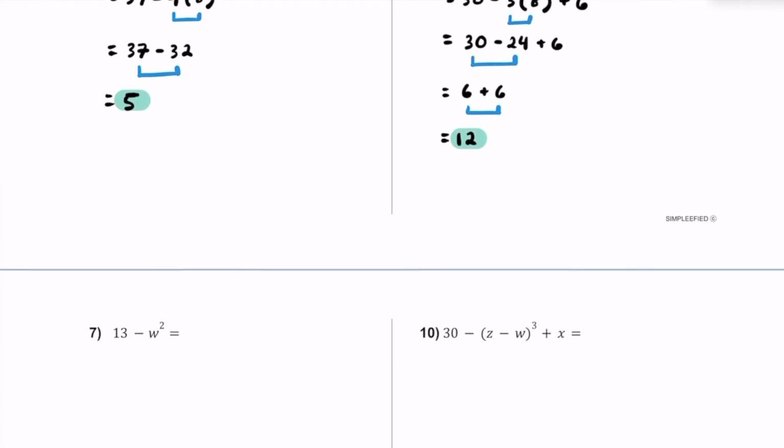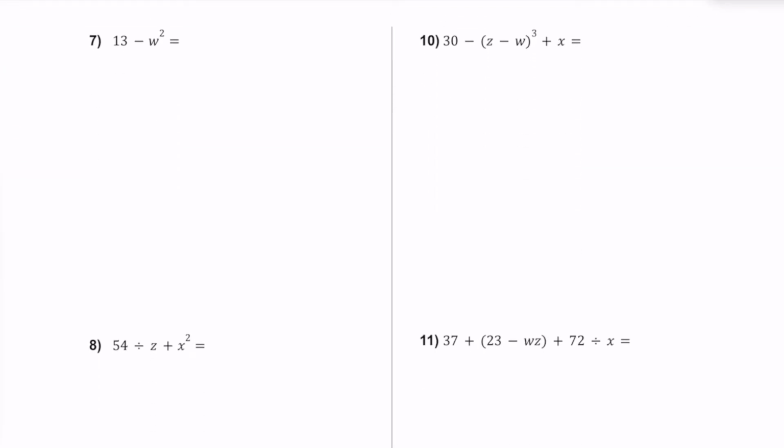All right, so 1 through 6 didn't have any parentheses and didn't have any powers as well, but for 7 through 12, let's go ahead and practice some that do have some of those as well.